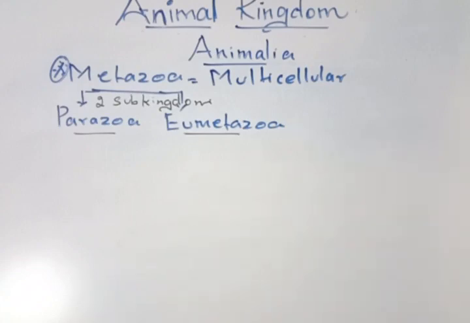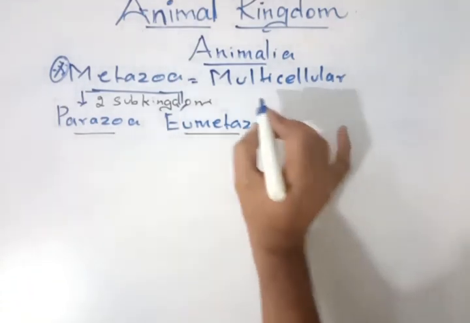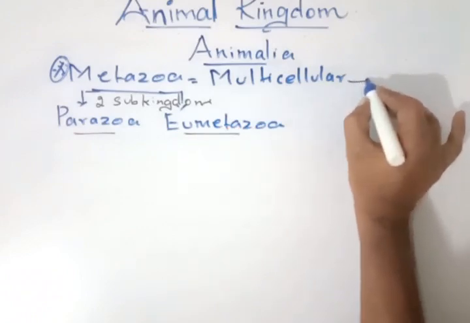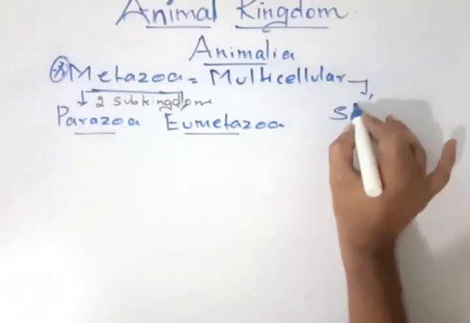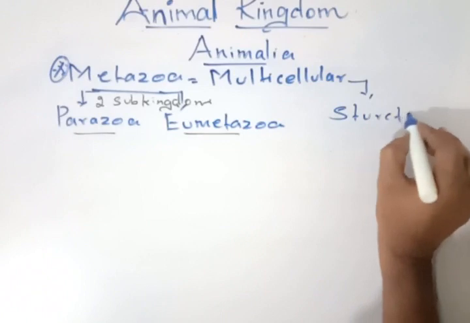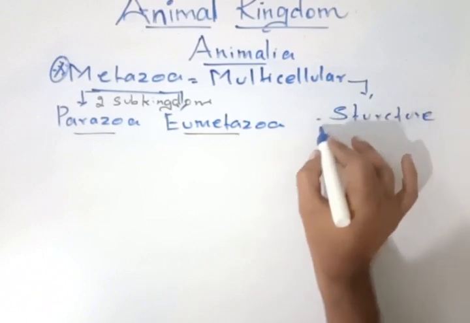Now, what is the other name for multicellular organism? We have understood they are called the metazoa. Now, when you talk about the two fundamental features of these multicellular organisms, what are those two fundamental features? One is structural as well as function. If you talk about these multicellular organisms, it is structure based as well as function based.